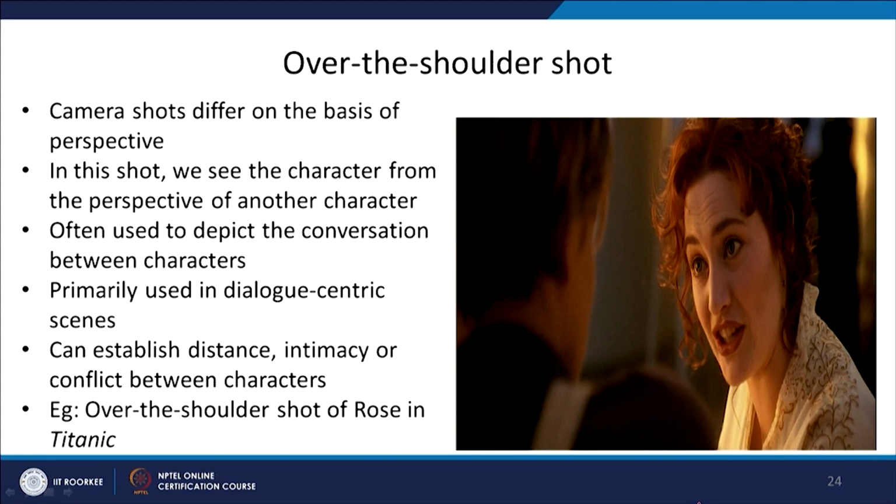So, it is primarily a dialogue-centric shot, and here we find that this representative face of the character Rose in Titanic also depicts the idea of the over-the-shoulder shot. So, we find that this particular character is being projected from the perspective of another character.